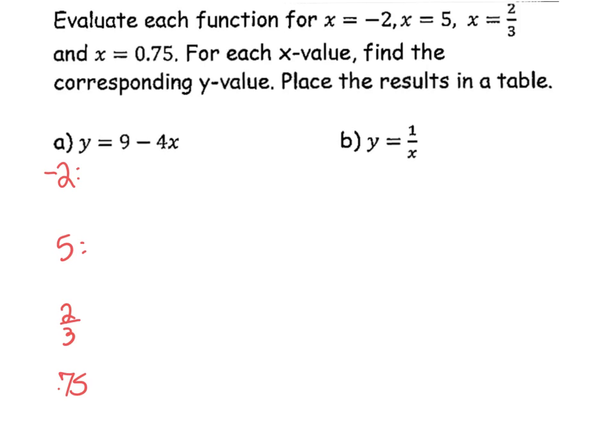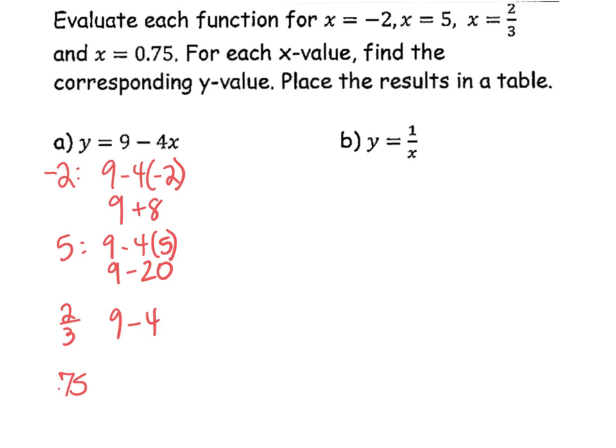So my y is my output, right? That's what the answer is going to be. You are plugging in for x. 9 minus 4 times negative 2. Positive 8. And you're doing them for all 4 numbers. 9 minus 4 times 5. 9 minus 4 times 2/3.